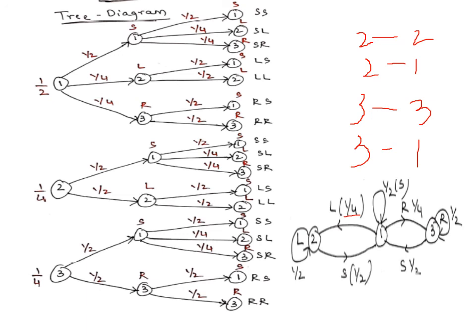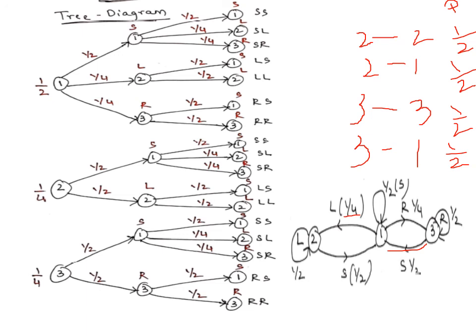Similarly 2 to 2 probability is 1 by 2. The last column represents probability. And 2 to 1, the probability is again 1 by 2. 3 to 3 probability is 1 by 2. 3 to 1 probability is 1 by 2. So 2 to 1 is 1 by 2, 2 to 2 is 1 by 2, 3 to 1 is also 1 by 2, 3 to 3 is also 1 by 2. So same thing is represented over here.